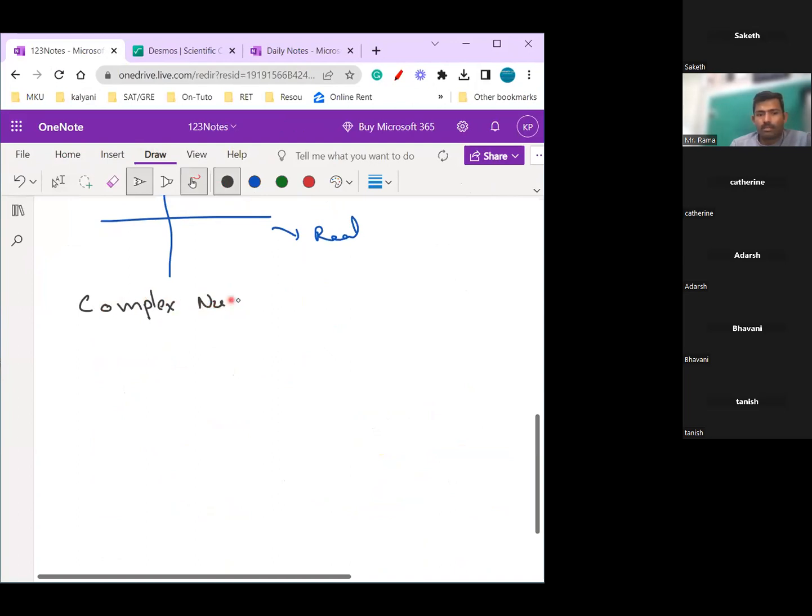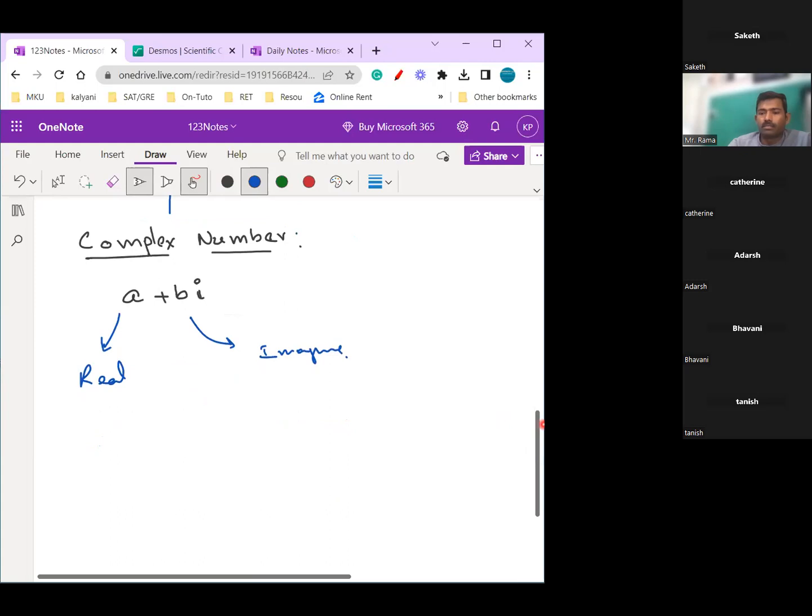Complex number, general form: it's a plus bi. Here a is called the real part, and this part is called the imaginary part. Anytime you write a complex number, you have to write it in this a plus bi format. Remember that. And whenever you give your answer, you also need to give it this way only. There are some simple questions on the test where they can ask you to plot 2 plus 3i.